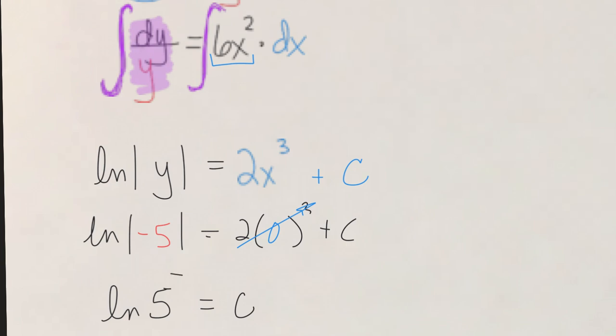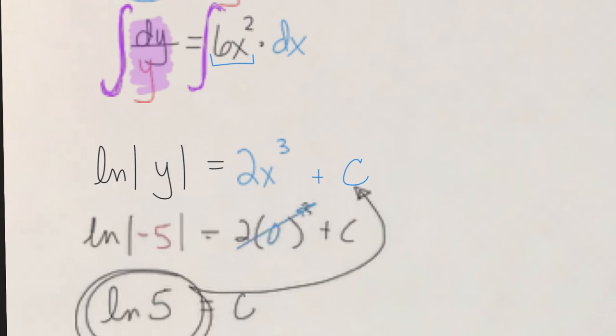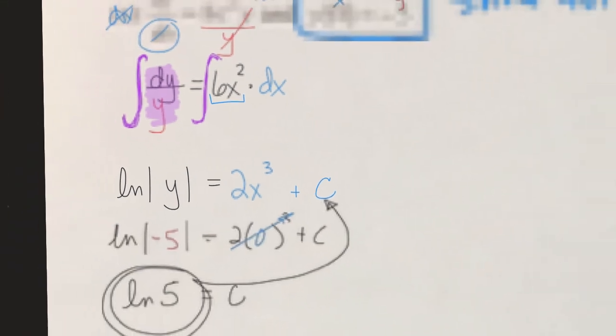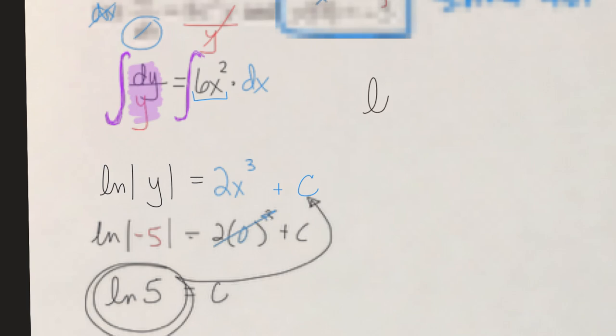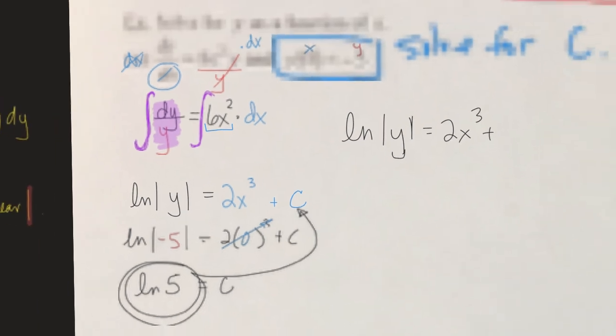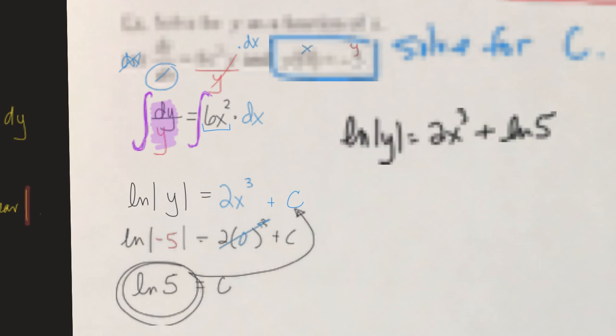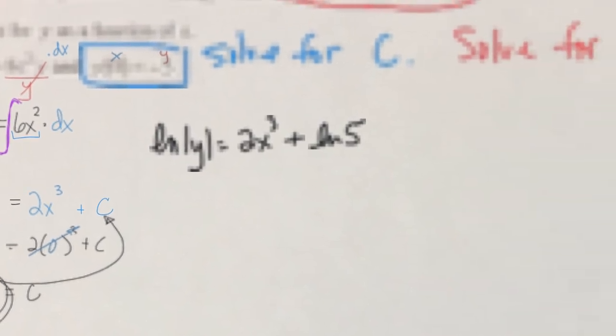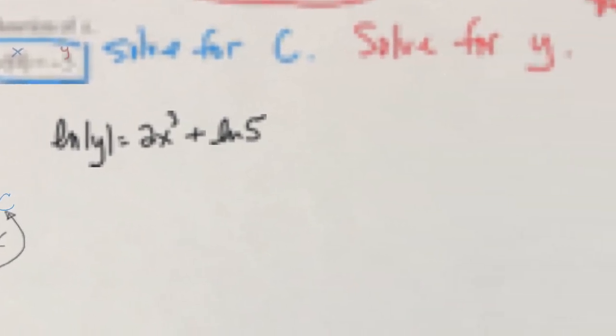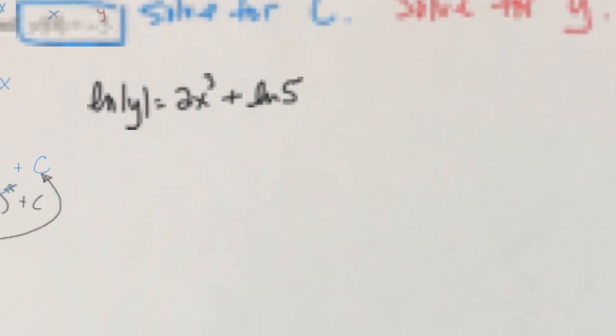Now we plug this back into our general form so that we can find the particular solution. The natural log of y equals 2x cubed plus the natural log of 5. Now we have to solve this equation for y, and here's some pretty tough algebra.